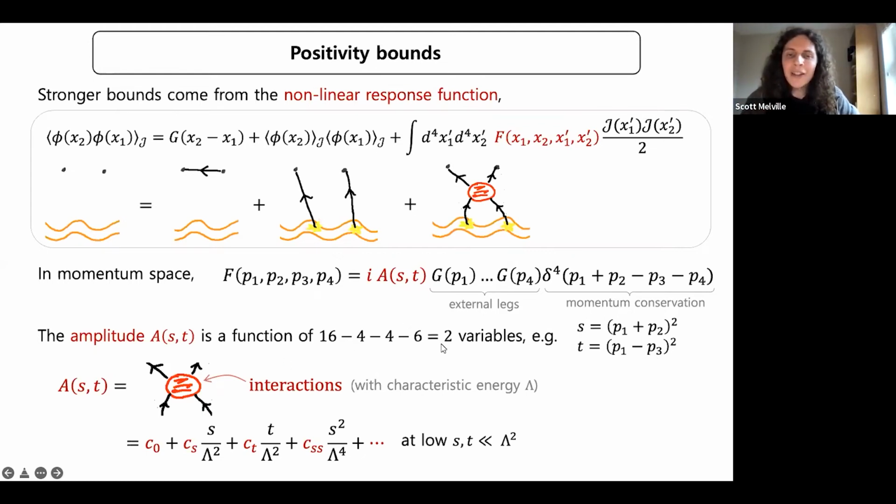There's a simple counting that you can do to convince yourself that you only need 2 of these energies. It might look as if this function depends on 16 things, each of the 4 components of 4 momenta. But in practice, this delta function kills 4. These 4 external legs, these G's, are very sharply peaked when P squared is close to M squared. In particle physics, we say when the particles are on shell. So that removes another 4. And then you have 6 symmetries. If you're invariant under boosts and rotations, the 6 Lorentz generators, that would remove another 6 variables. So that's why you only need S and T.